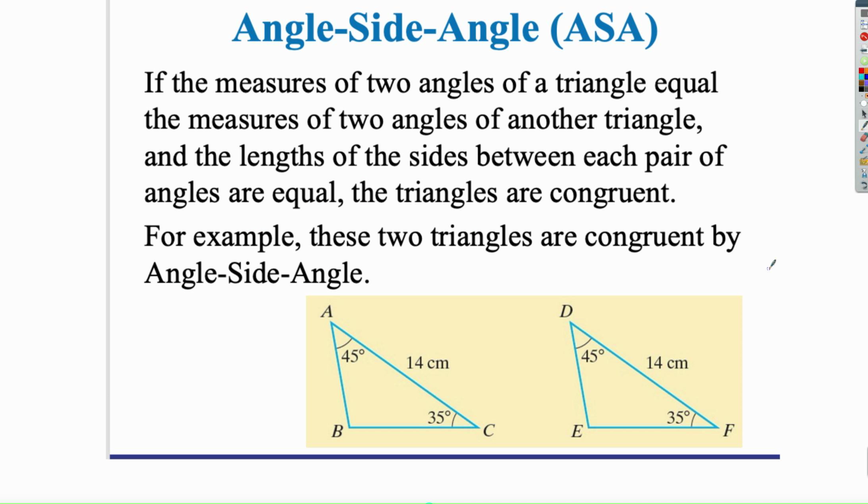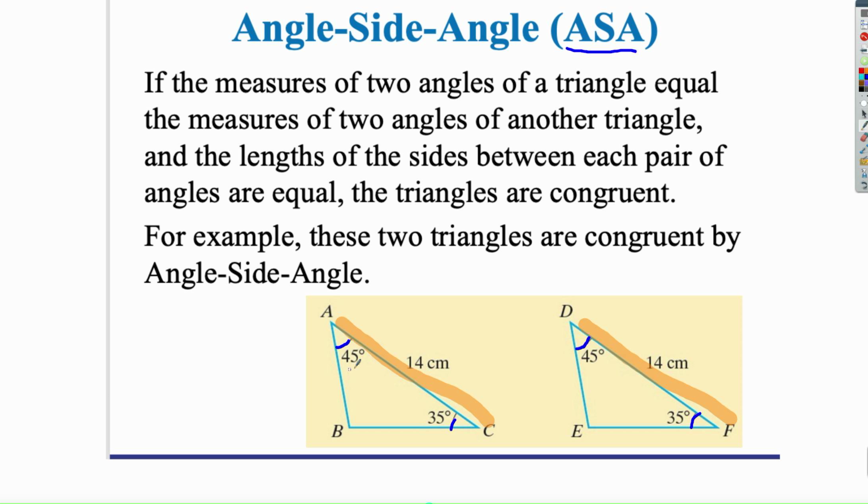One way to prove that triangles are congruent is something called angle side angle. What that says is if you have two triangles and they have an angle congruent to each other, and then a side congruent to each other, that 14 and that 14, and then another angle congruent to each other, that is enough to prove that those triangles are congruent. It's called angle side angle.